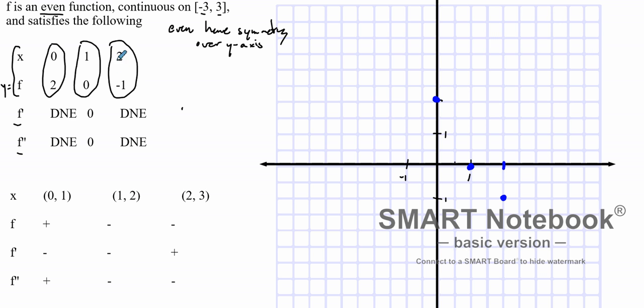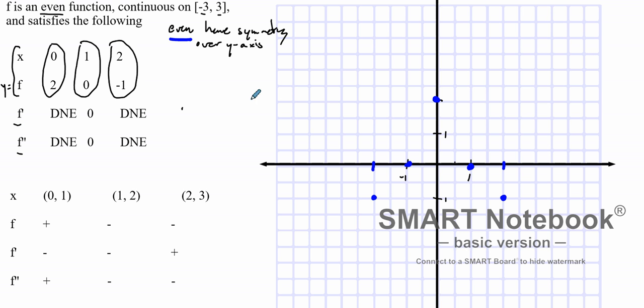Okay, so now, given these 3 points, because this is an even function, we know this is going to be symmetric on this side. And so we're going to have these values as well. All right, cool beans. Now, from here, it also tells us things about the first derivative.